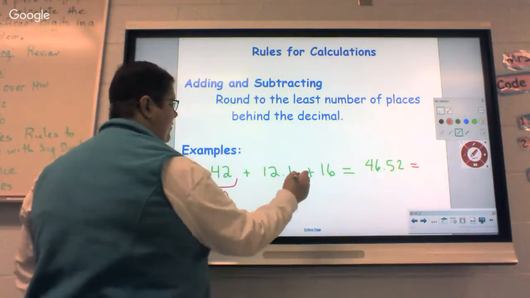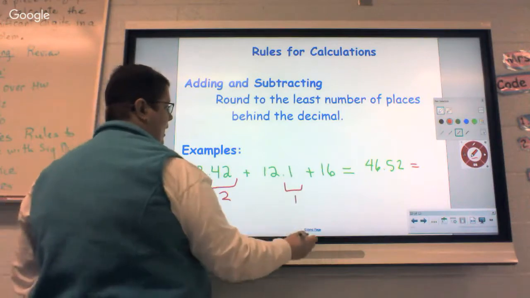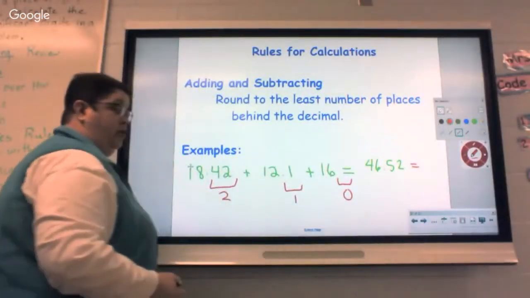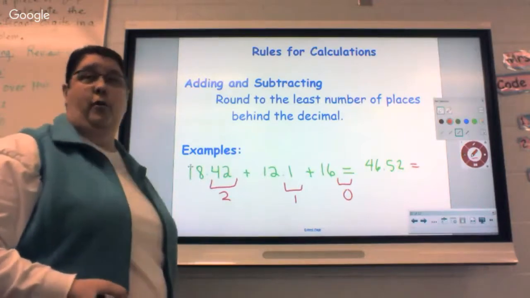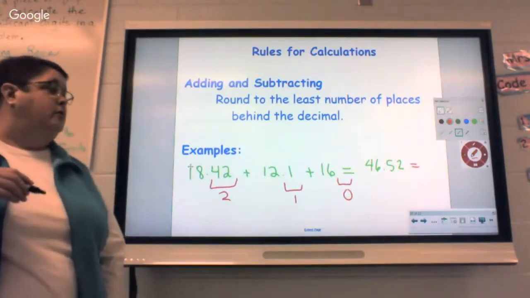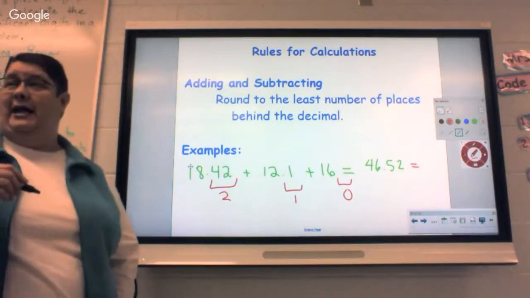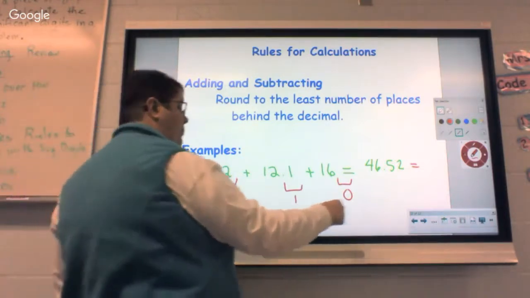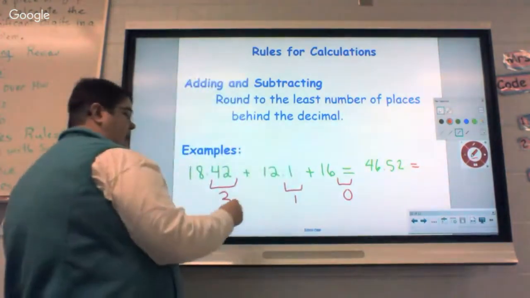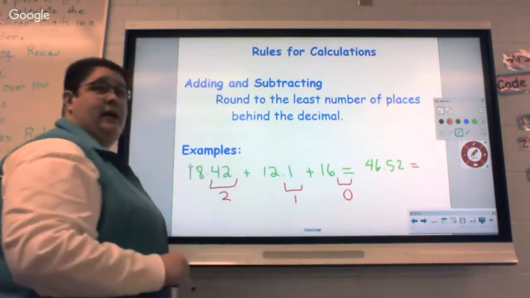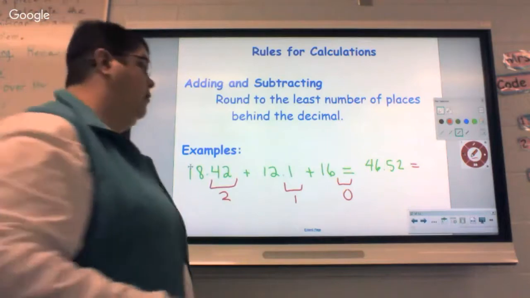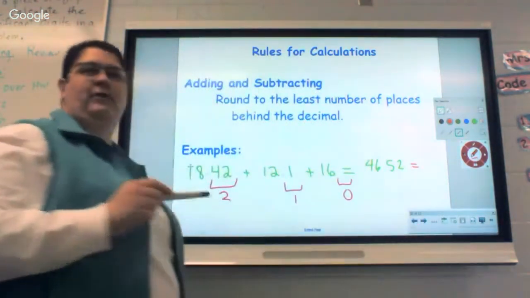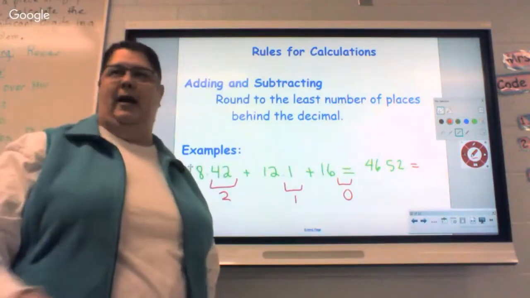How many places behind the decimal here? And how many places behind the decimal here? None, because it's an understood decimal point. There are no places behind the decimal. So when we round our final answer, we want our final answer to have the least number of places. Well, what is the least number of places we have in the question? So we want 0 places in our answer. So we want to round this answer so there's no places behind the decimal.